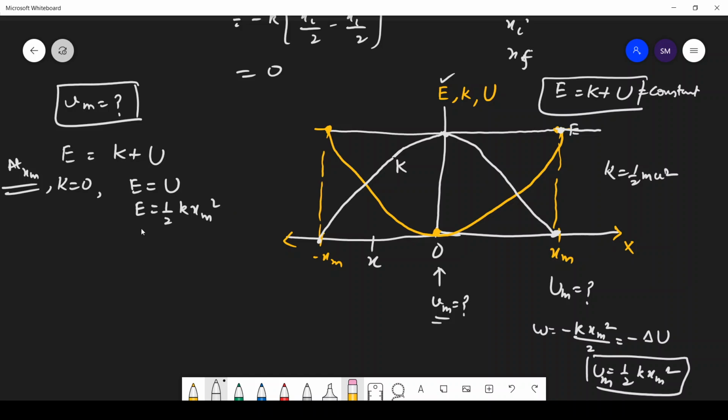So this mechanical energy is half k xm square. Now at any point x, so this is the point. Let this point be x. So at this point, what is the kinetic energy, what is the potential energy? Kinetic energy will be half m v square, velocity at this point, plus what is the potential energy? Half k. At xm it was xm, at x it is x only, so half k x square.